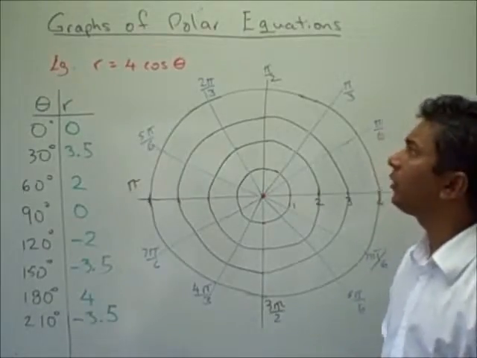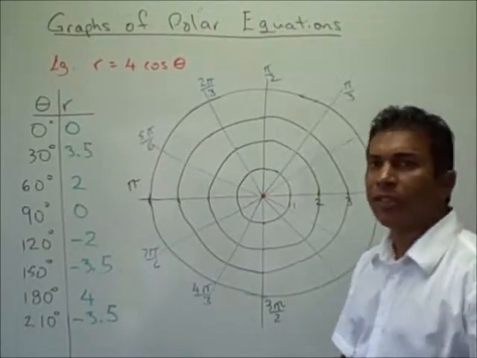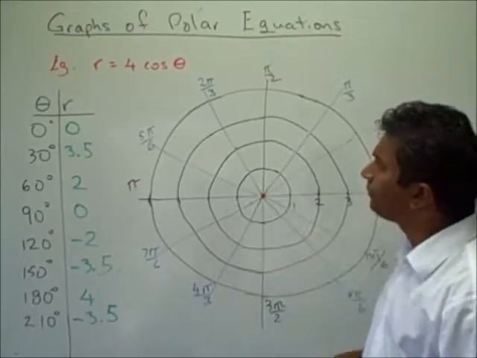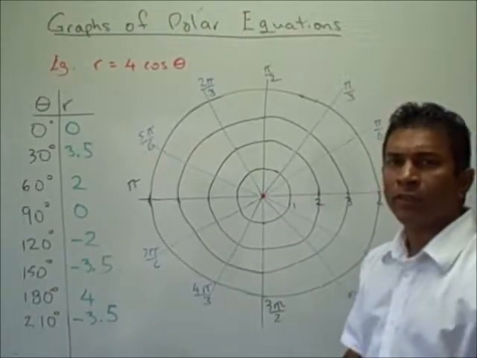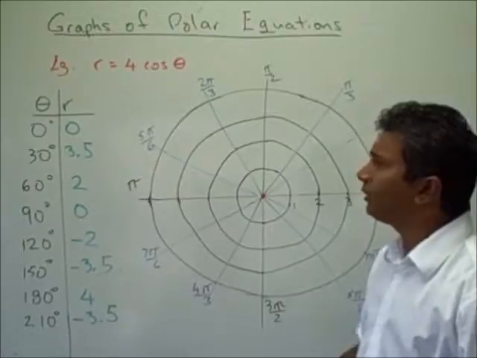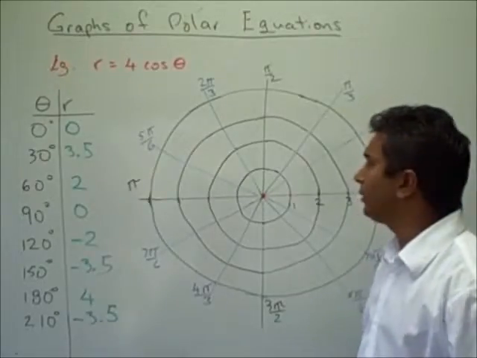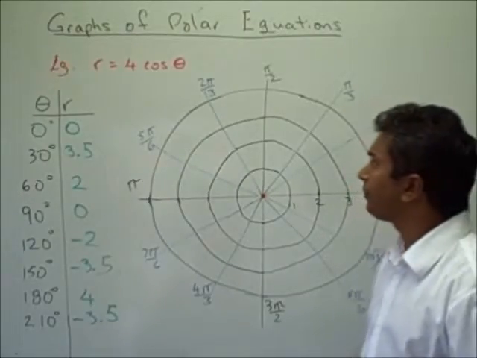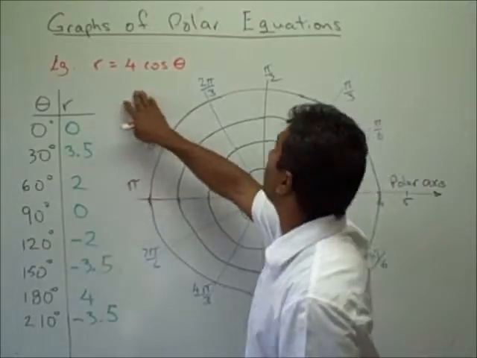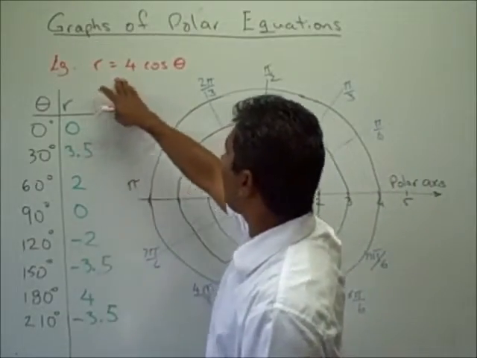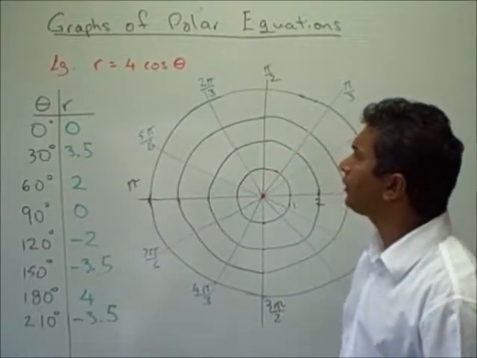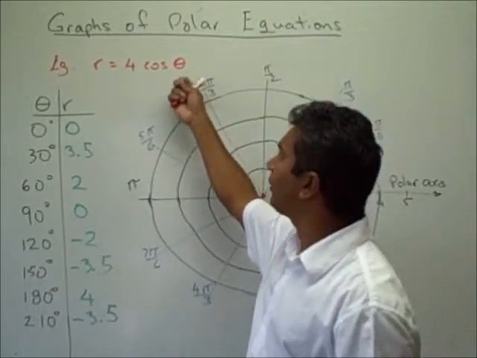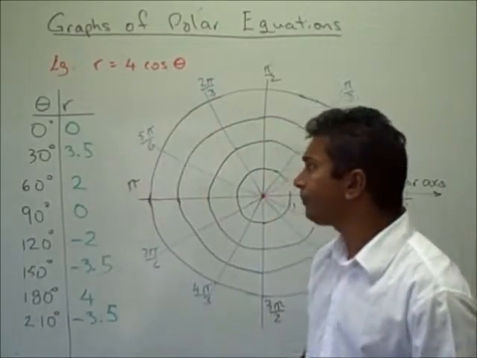In this section, we'll be looking at the graphs of polar equations on our polar coordinate system. We'll first begin by plotting points, and then later on we'll look at some techniques to simplify the process. Here our first polar equation that we're going to graph is r is equal to 4 cosine of theta. So we're going to choose values for theta and then calculate r.